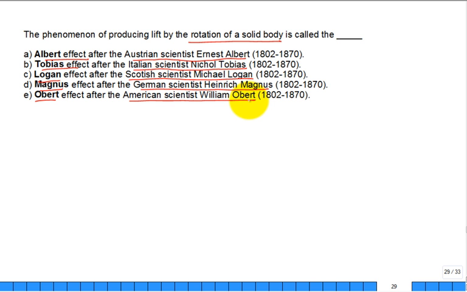I have an object, it's spinning. It's a symmetric object, but it's spinning, and you can get a lift on that spinning symmetric object. That's called the what effect? I'll pause and I'll walk around. We'll see what you get. You got to read the book.